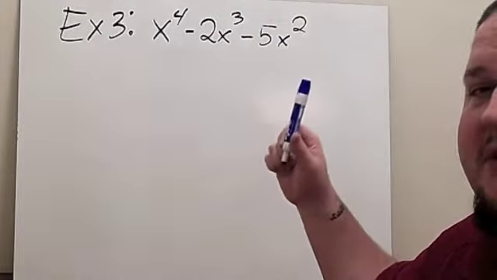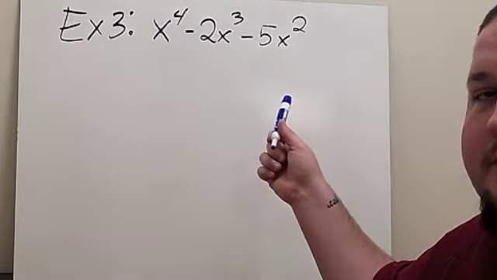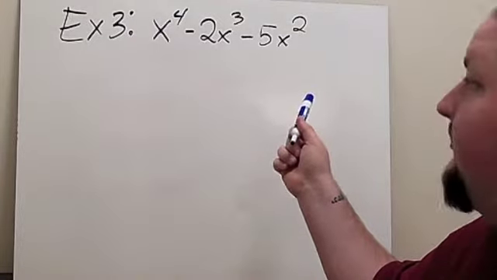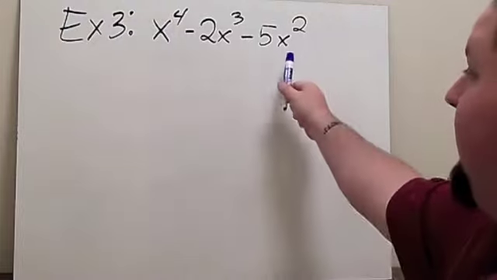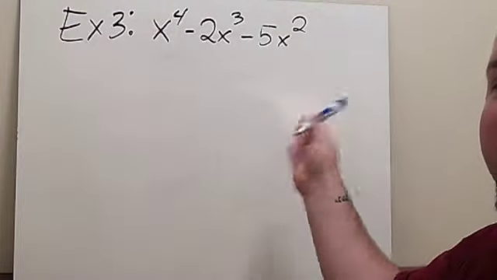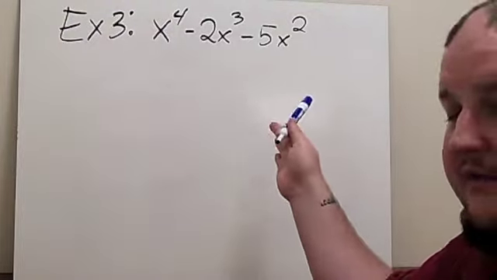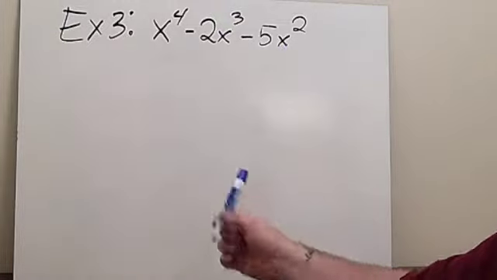What's the largest number of x's that I can pull out? If you said x squared, you would be right, because it can't take any more than what the smallest number is. And the smallest is x squared. So I'm going to pull out an x squared from everything, which means I'm pulling that out here.